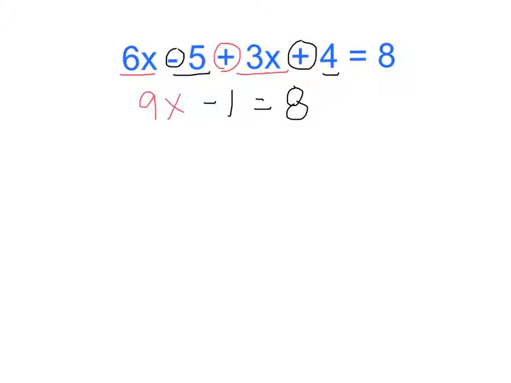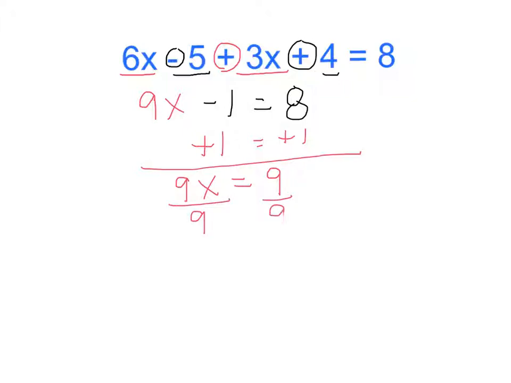Now I'm just down to my two-step process, so I can just add 1 to both sides. If I add 1 to both sides, on the left-hand side I'm just going to be left with 9x. On the right-hand side I'm going to be left with 9. And now I'm going to divide both sides by 9. So I get a final answer of x is equal to 1.